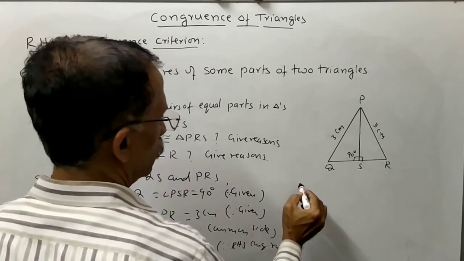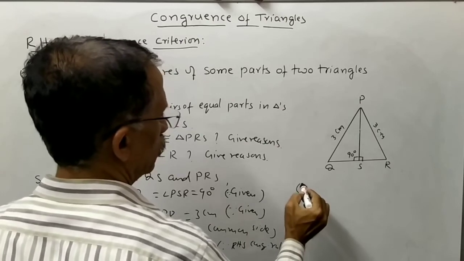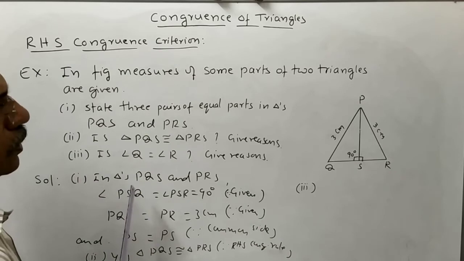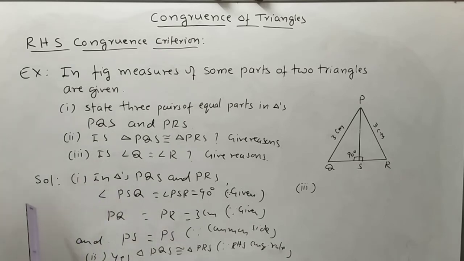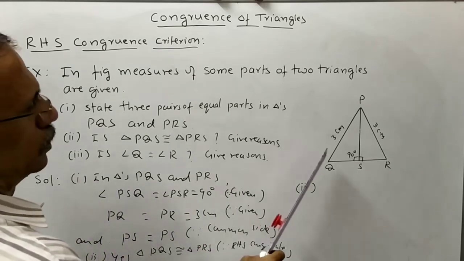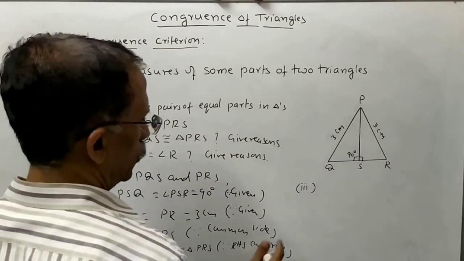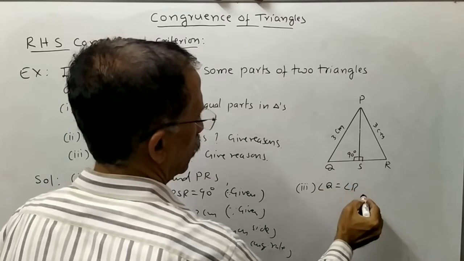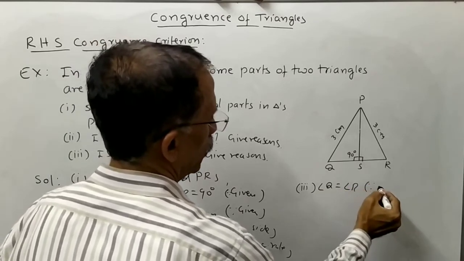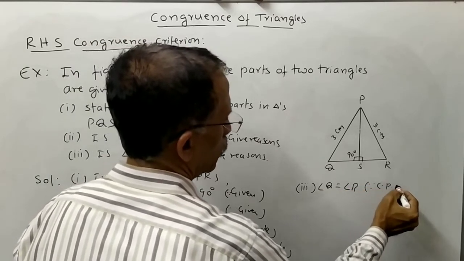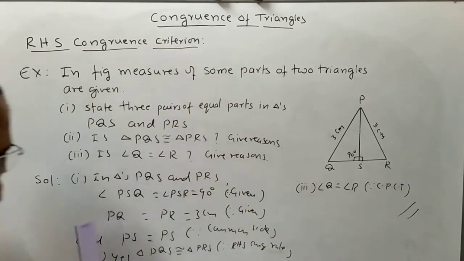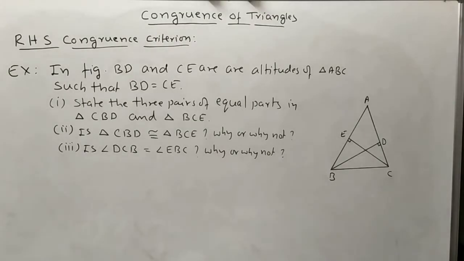Third one, yes, angle Q is equal to angle R. What is the reason? Corresponding parts of congruent triangles. Next example.